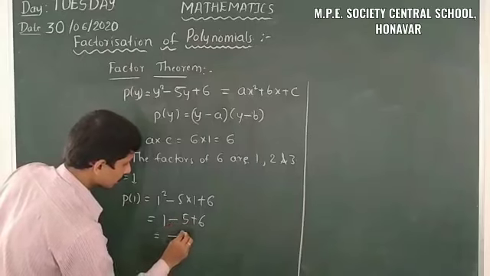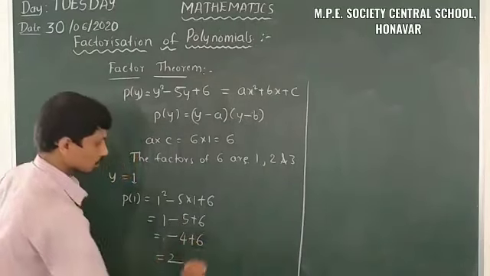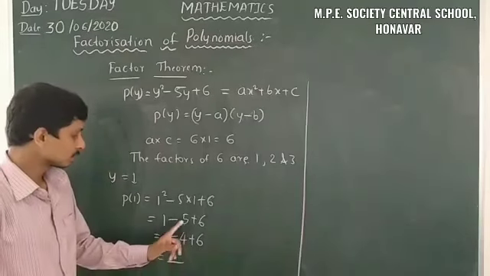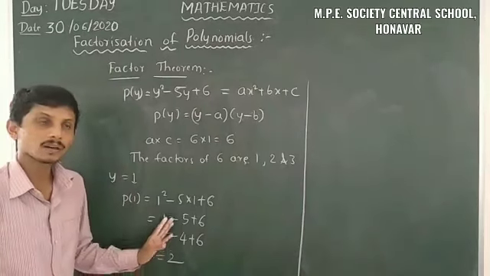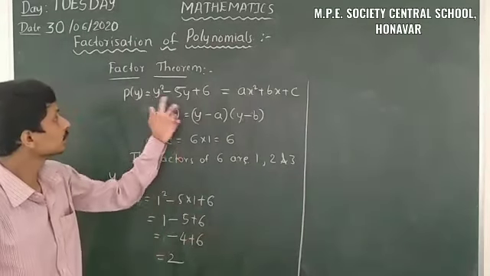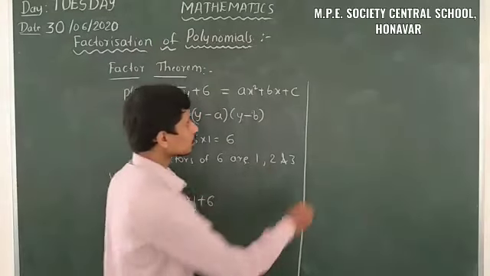1 minus 5 means minus 4, plus 6 is equal to 2 here. That means 1 is not a factor. 1 is not a zero of this polynomial p of y. So let us take y is equal to 2.